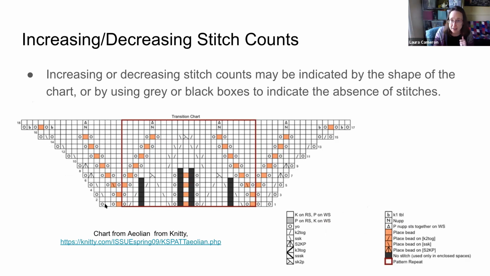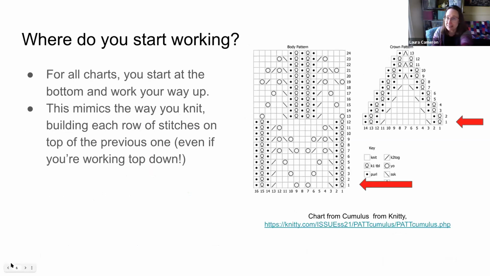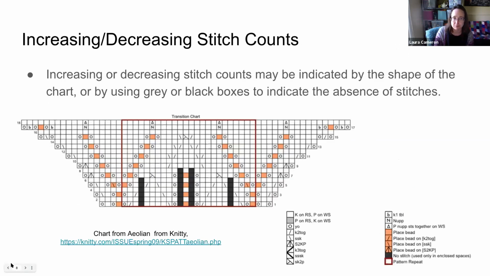If we go back to this chart, what you're seeing here is the top of the crown, and you're seeing corresponding decreases because the top of your hat is getting smaller and smaller as you're working. So you can tell if the chart is not like a rectangle, you can tell that there's some movement in the chart. You're either decreasing or you're increasing as things are getting bigger.